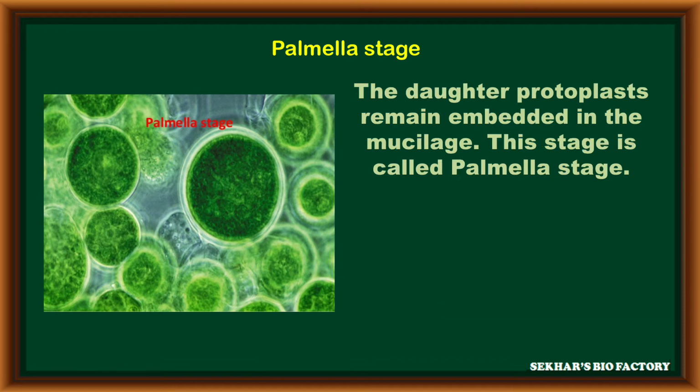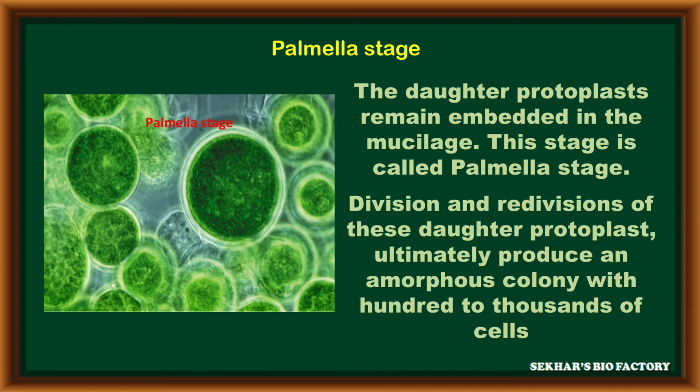The daughter protoplasts remain embedded in the mucilage layer. Now such a stage is called the Palmella stage. Division and redivision of these daughter protoplasts ultimately produce an amorphous colony with hundreds to thousands of cells. This is the method of asexual reproduction called the Palmella stage.